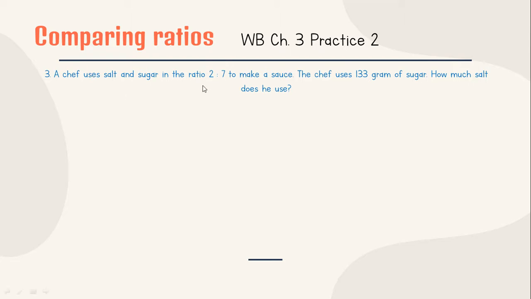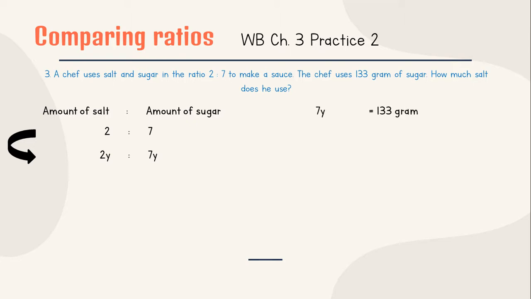We know that the ratio will be 2:7. This 2 is for salt and this 7 is for sugar. And we get another information that the chef used 133 grams of sugar. So that's it, 2:7. Why do I write down y here? So I will know that y must be found, that we need to find out what is y. By doing what? Now, we know that the sugar is 7y.